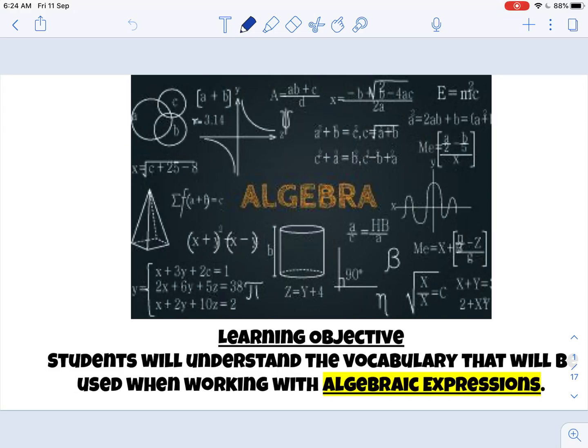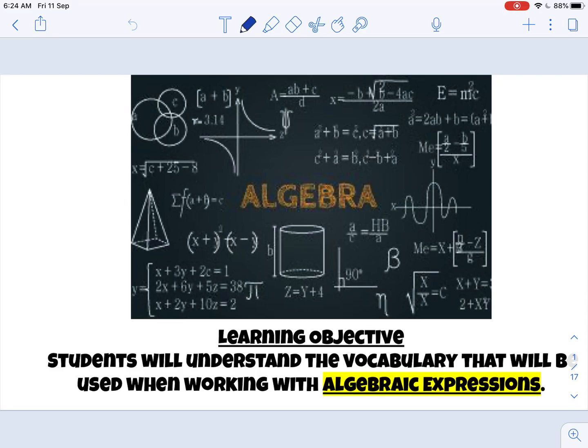All right, in our new unit in algebra, there's a whole language that's really associated with algebra. And before we can start doing the math, we have to know the vocabulary that's associated with it, just like any other language. So that's what this lesson's going to be about. We're going to understand the vocabulary that we're going to be using when working with algebraic expressions.